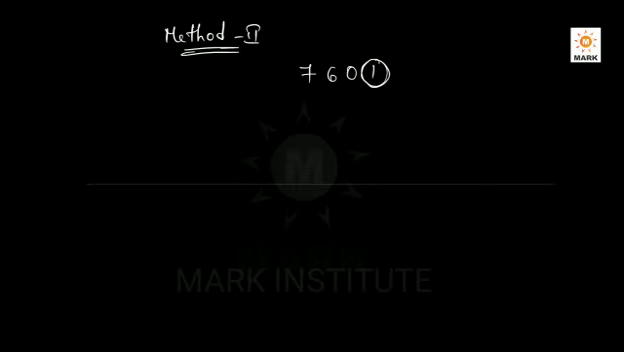There is one more method. This is method 2. Generally most people don't use it, but this is also a good method. Suppose a number is given to you, 7601. Always take the units digit and subtract it from the remaining number, and continue this process till you get a number which you can clearly identify as divisible by 11 or not. So 760 minus 1 is 759.